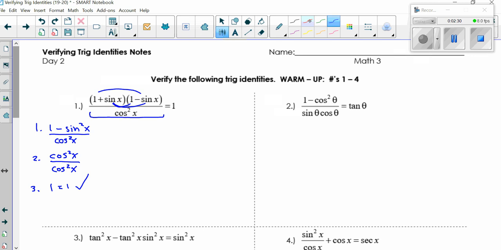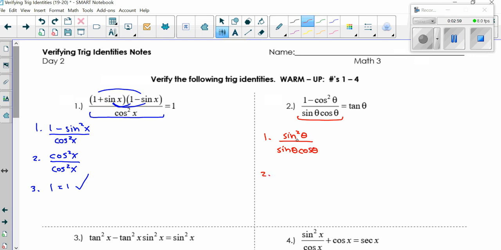Okay. Number 2 over here, I'm going to manipulate this side, much easier. So my first step, I can change the numerator. 1 minus cosine squared theta is sine squared theta. Notice in this case, I'm using theta instead of x. Just make sure you are consistent with whatever's in the problem. That's going to be over sine theta, cosine theta.